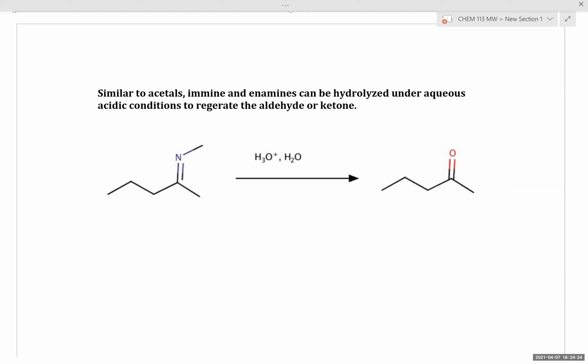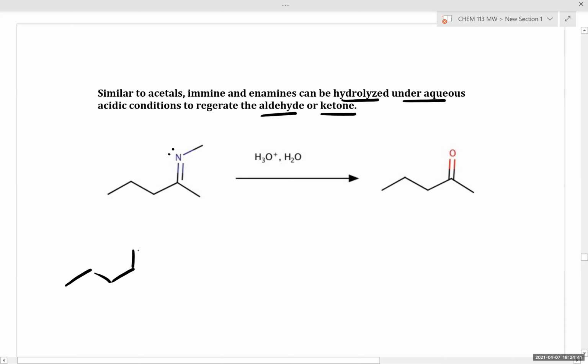Now, similar to acetals, imines and enamines can be hydrolyzed under aqueous acidic conditions to regenerate the aldehyde or ketone. Okay, so let's look at an example where we have an imine and we are hydrolyzing that imine. So it's just like the mechanism to form an imine, but in reverse.